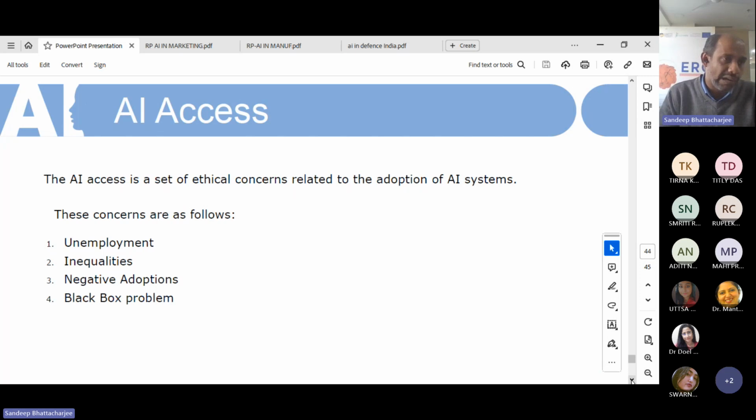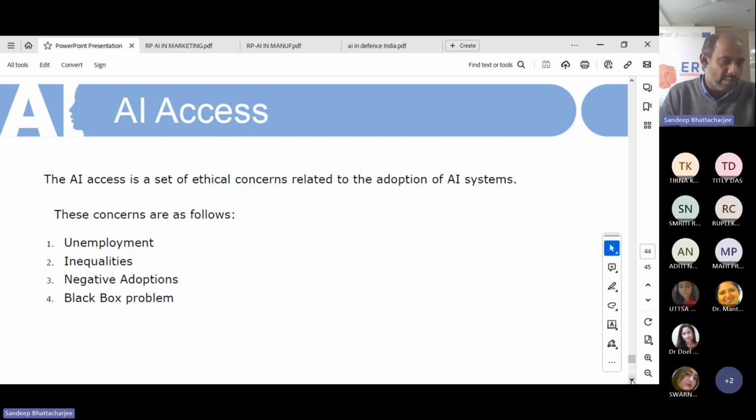Inequalities: we are not sure how much actual problems are being solved by AI, so inequalities will still remain. Negative adaptations might be there. So it means data access is there, but how useful it is for us is a big question. We are still not sure how positively it is affecting us. Maybe it can go negative also.